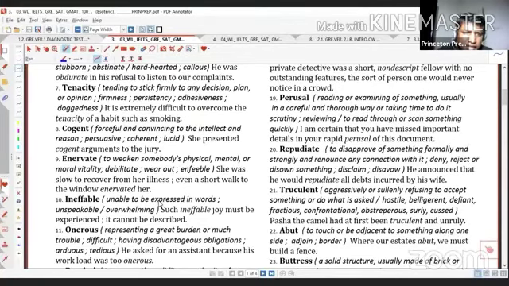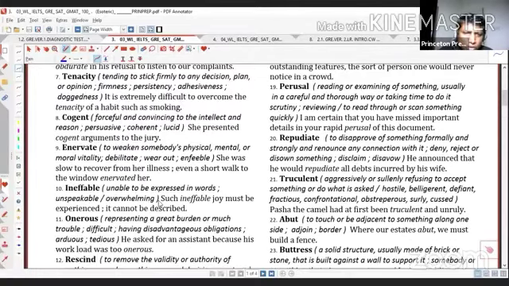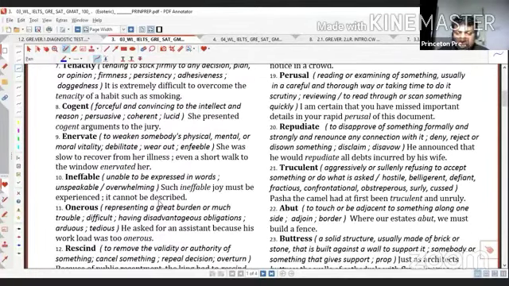Then we have innervate. Innervate is to become extremely weak. Innervate is to weaken somebody's physical, mental, or moral vitality: debilitate, wear out, enfeeble. She was slow to recover from her illness; even a short walk to the window innervated her. Innervate মানে ক্লান্ত করে ফেলা, ক্ষয়ে ফেলা.